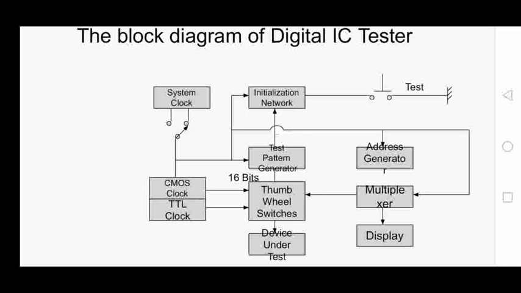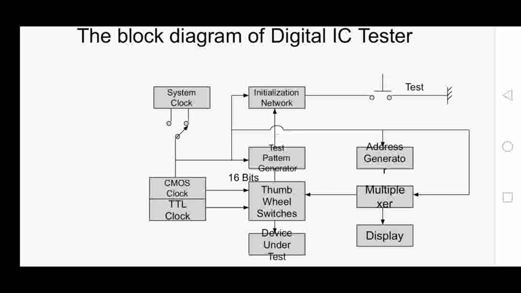So we will be having the clock pulses, and different pins to the IC. There will be 16 thumb wheel switches arranged in two blocks, on whose base you are putting the IC under test, and you are applying the clock to all the pins of the IC through either the CMOS clock or the TTL clock.